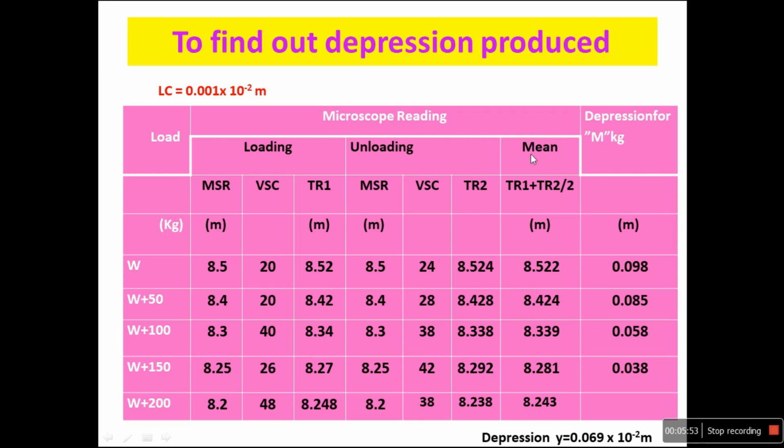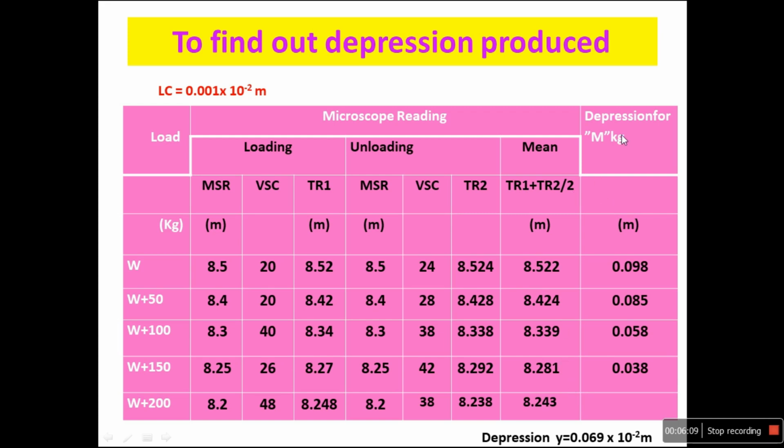How to take the mean reading? Already I explained. Adding these two and dividing by 2, we get the average. You get 522 here. Similarly for all the readings, you calculate the mean value.